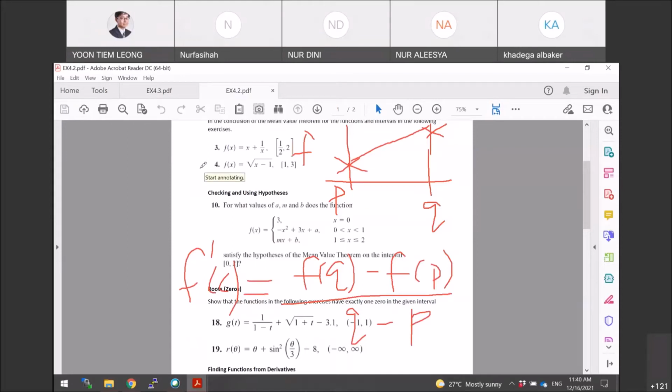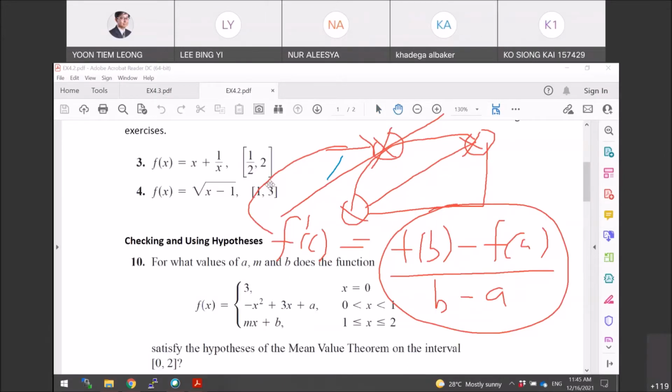4.2, question 10. So we are discussing the mean value theorem. So then let us try to answer this question. You have a function f(x) equals 3, and then you have values of the function to be a parabola for x between 0 and 1, and then you have a straight line for x between 1 and 2.